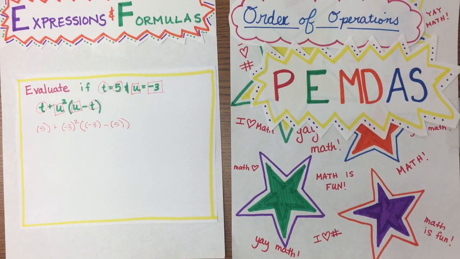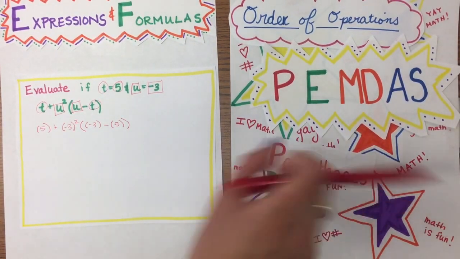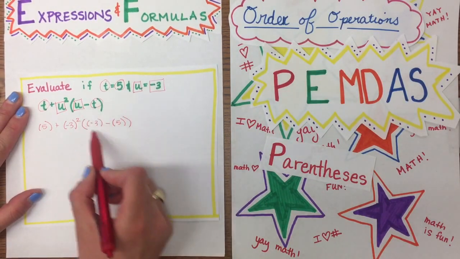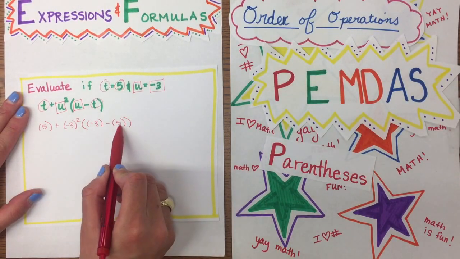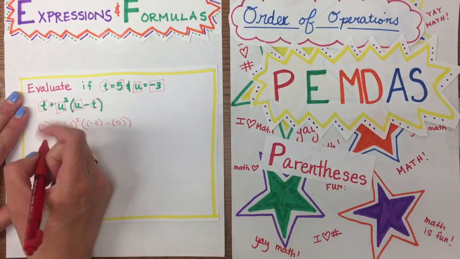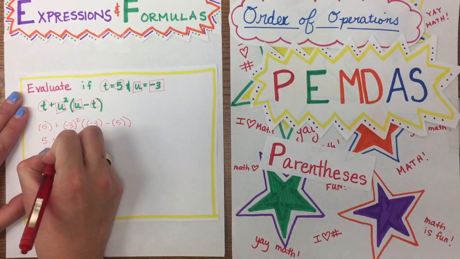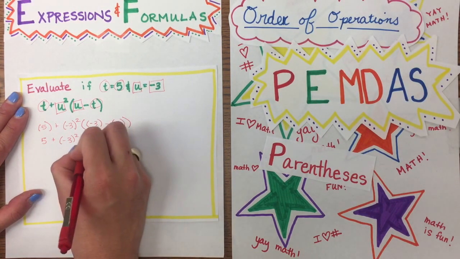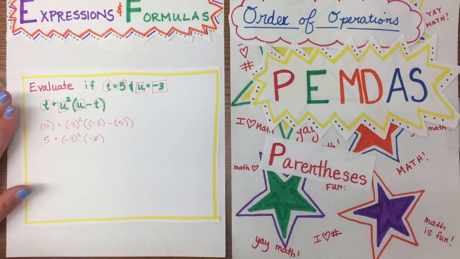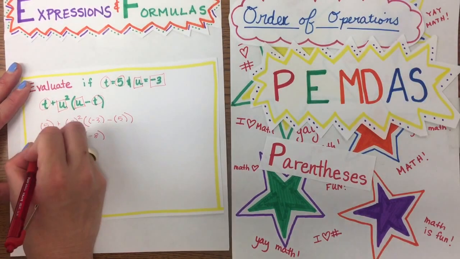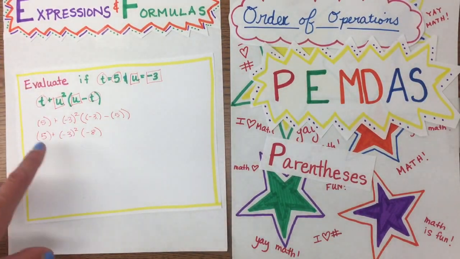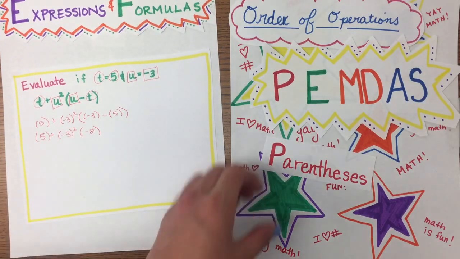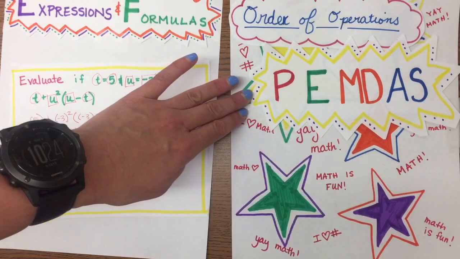Okay, so PEMDAS, I'm first going to start with parentheses. Inside my parentheses here, I have -3 minus 5. So I'm going to perform that operation. -3 minus 5 is going to be -8. I'm going to keep everything else in my problem the same. I could actually keep parentheses here, that's fine. And I've got my next step. So I've handled all of my parentheses.